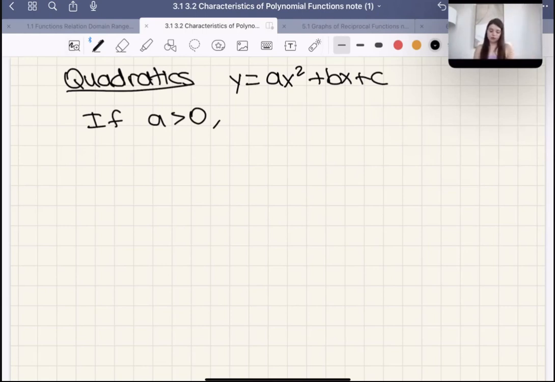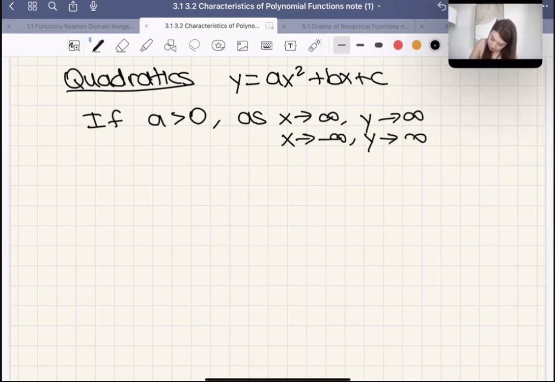And so in this case, as x approaches infinity, y also approaches infinity. And as x approaches negative infinity, y still approaches infinity. If we can picture any quadratic where it opens up, regardless of how far left we go or how far right we go, we're still going up. We're never coming back down because the minimum point is our vertex and we never go back down there again. Very good. Okay, excellent.